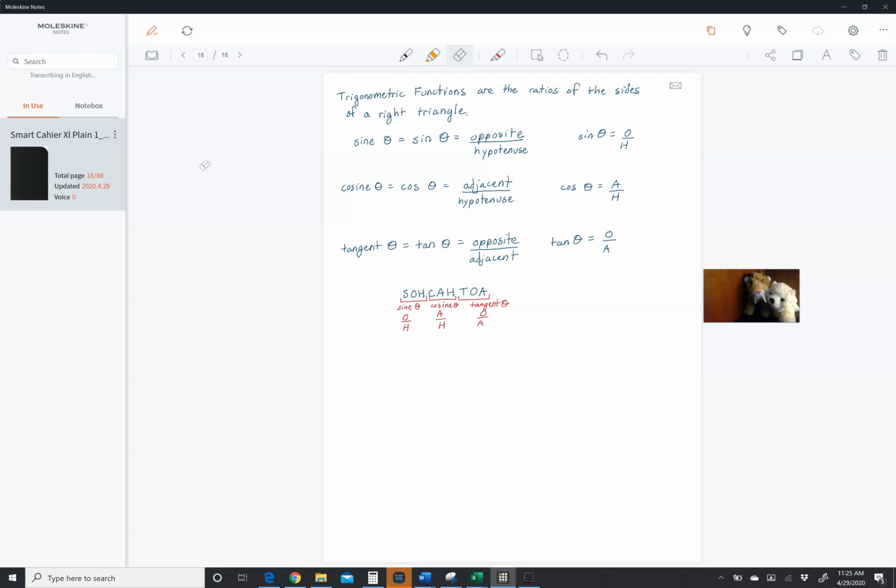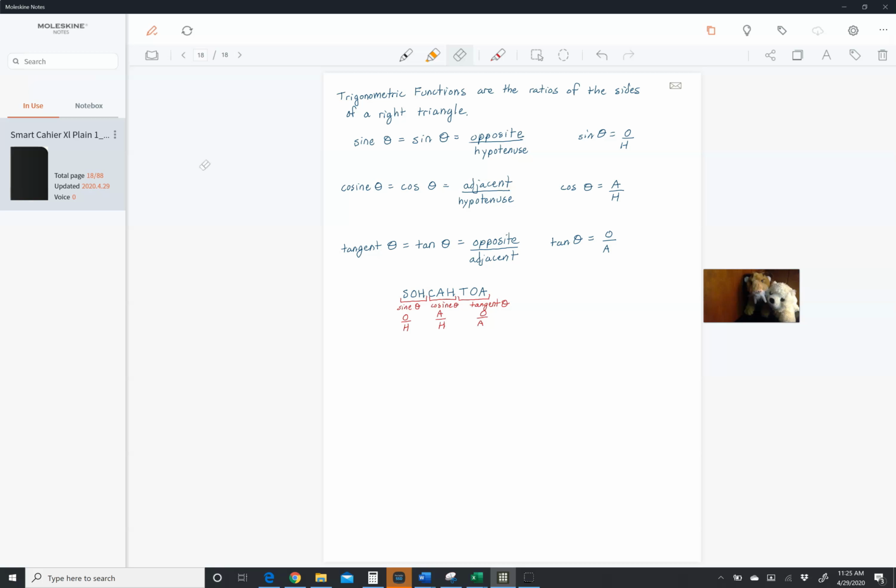If you spell this incorrectly, then you're going to get it wrong. So you should only use this if you know how to spell it. But honestly, it's 3 definitions. You can remember the 3 definitions. So sine is O over H, cosine is A over H, and tangent is O over A.